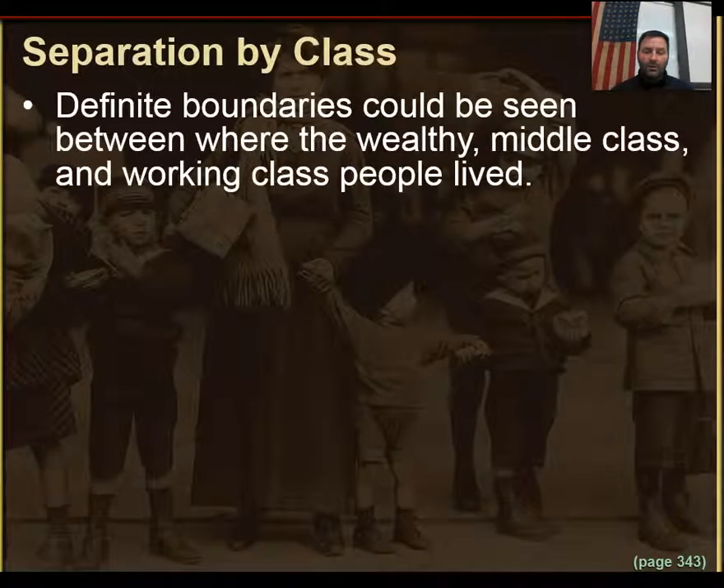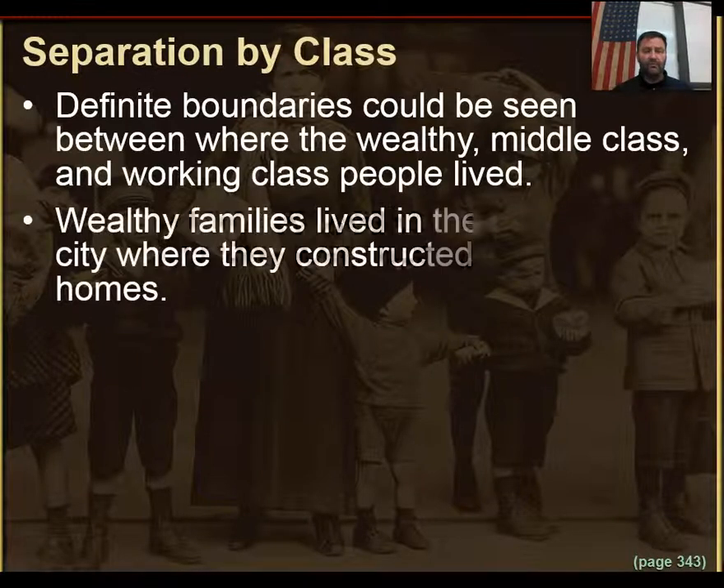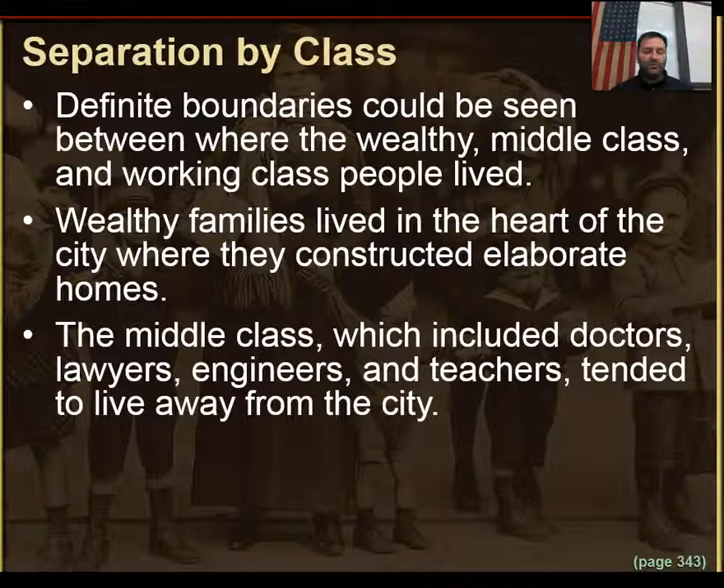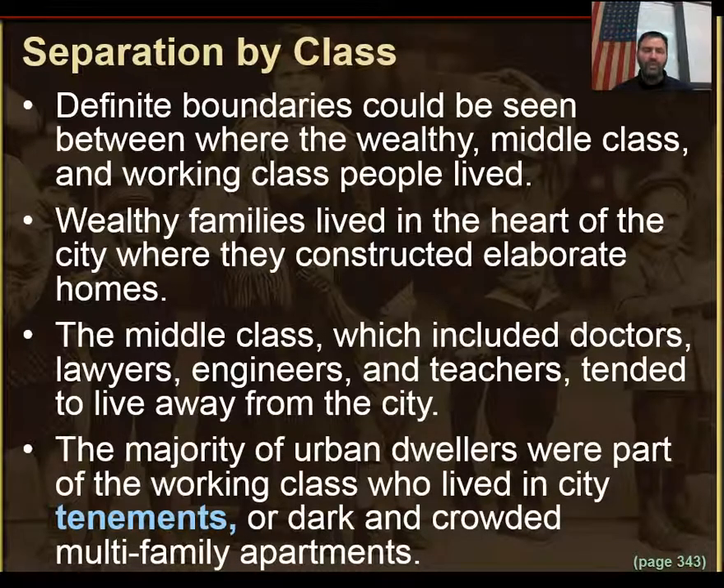In these cities, not everybody lived together. You would have a definite separation by class. There would be boundaries that could be seen between where wealthy, middle class, and working class people lived. Wealthy families lived in the heart of the city, where they constructed elaborate homes. The middle class, which would include people like doctors, lawyers, engineers, and teachers, tended to live away from the city, and they would commute in. The majority of urban dwellers were part of the working class who lived in the city tenements or dark and crowded multi-family apartments.